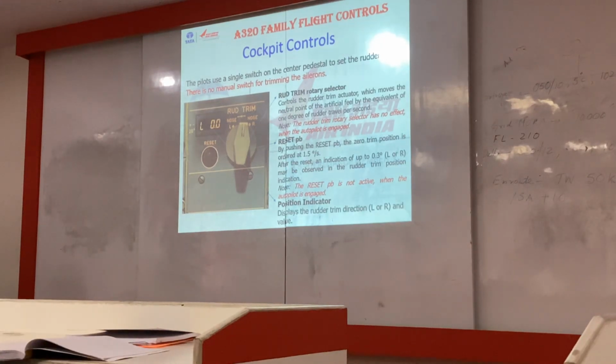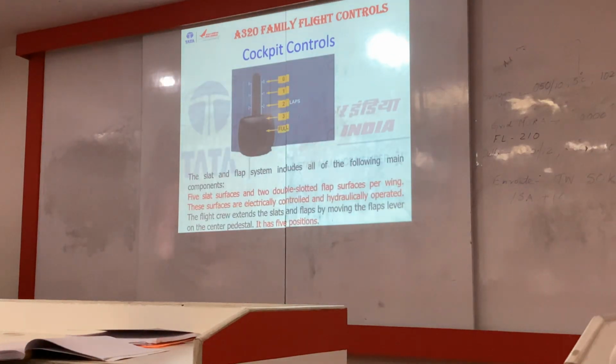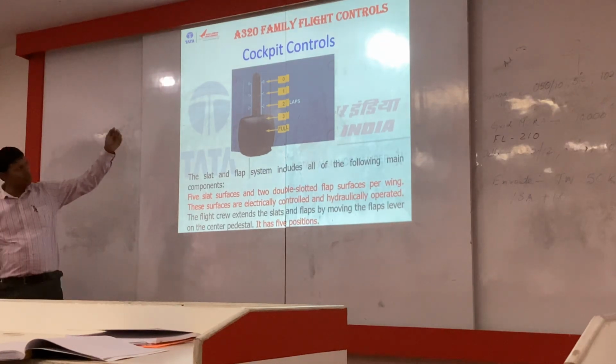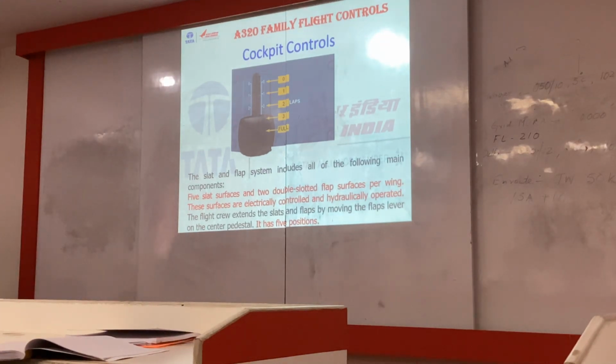Rudder trim. With the help of this, we can select the rudder trim. Then the slats and flaps, there are positions 0, 1, 2, 3, Full. 1 plus F and 1. What is the difference between 1 and 1 plus F?